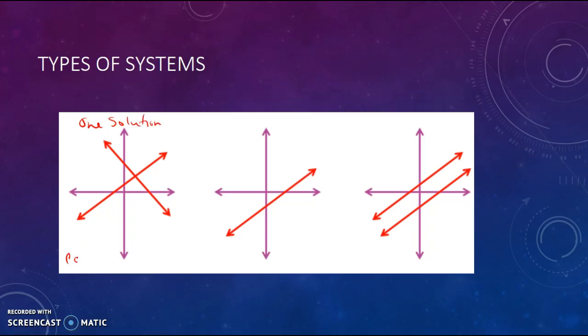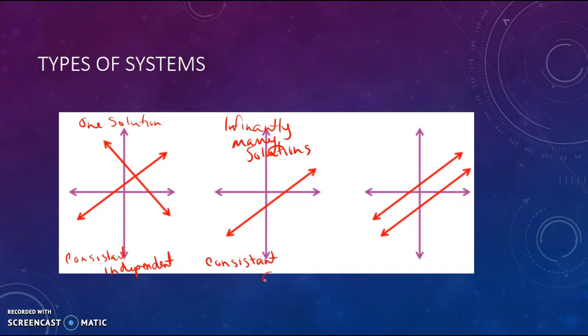So that's our consistent independent. When you graph a line on top of itself, that's an infinitely many solutions. And so that's when we have our consistent dependent.